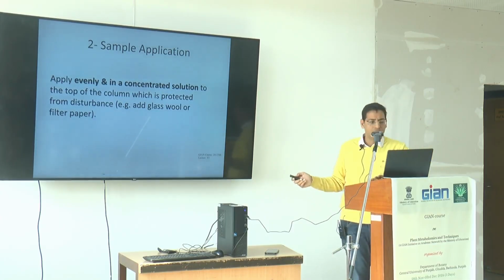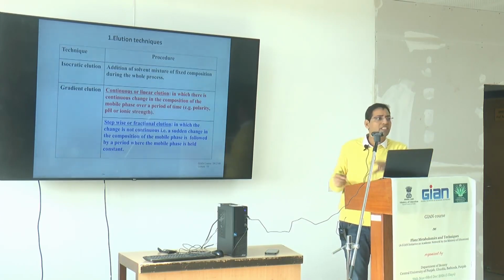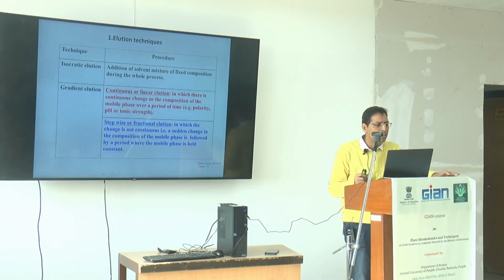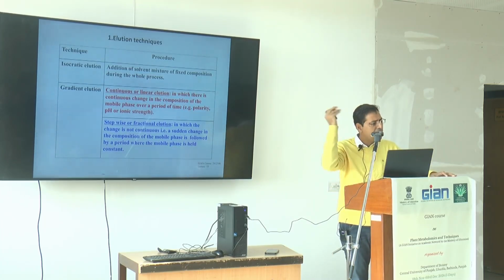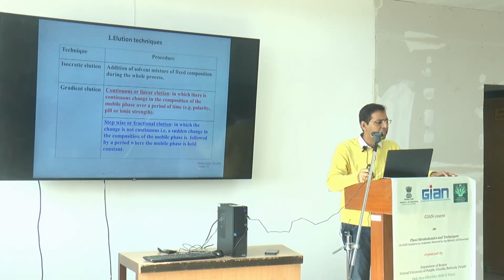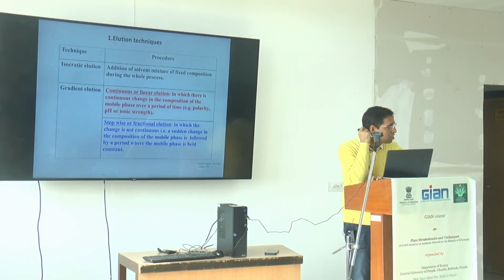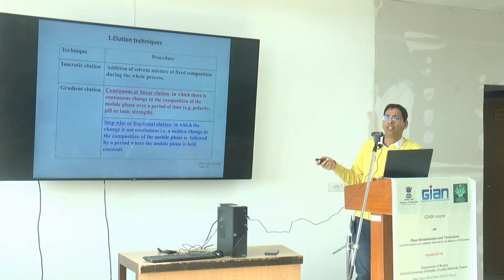And this is the elution technique. Elution technique means how we have to send the mobile phase, the solvents, into the column. There are two different methods, the isocratic elution and the gradient elution basically. Gradient elution is further classified into two categories. The first is continuous and the second is discontinuous, that is, stepwise.